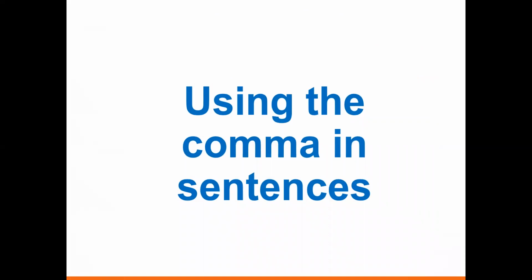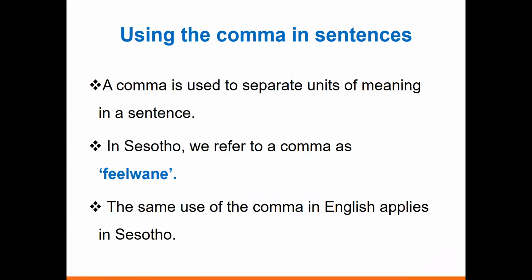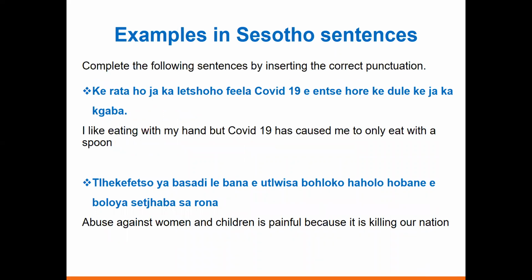Another punctuation mark that is also important when you're writing, especially when you want to join two clauses together in a sentence, is the comma. A comma is used to separate units of meaning in a sentence, and in Sesotho we refer to it as fielwana. It serves the same function as it does in English. So complete the following sentences by inserting the correct punctuation mark. Obviously they're using the comma there in the sentences.